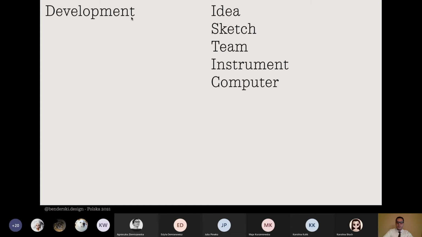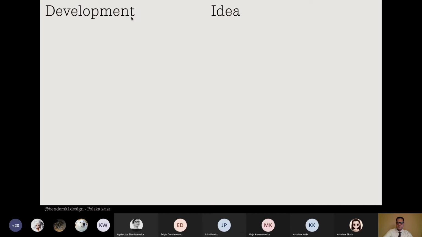Development. I found five different ways that I come up with a poster: the idea, the sketch, working with somebody else, the instrument, typography, or the computer. Let's start with the first one, the idea.